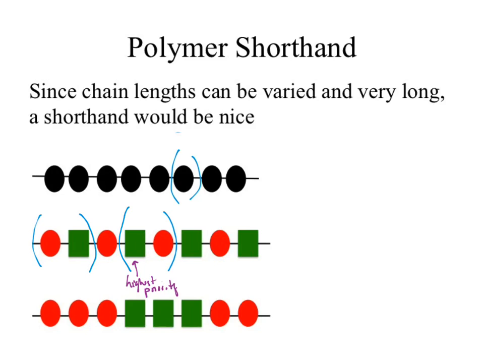What about the last one? The block copolymer. And as a hint, we'll probably actually have to draw it out separately. You probably have to assume that it's going to be 3 circles and 3 squares.